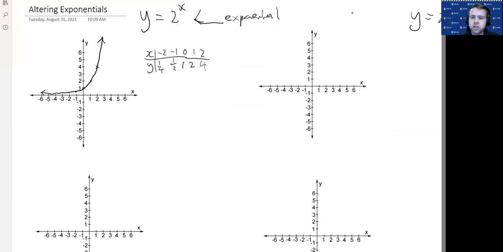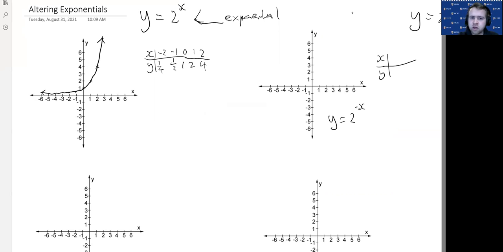What happens if we change the equation? So we're going to make it y equals 2 to the -x. So all we're doing is changing the x value to become its negative. Let's see what happens.